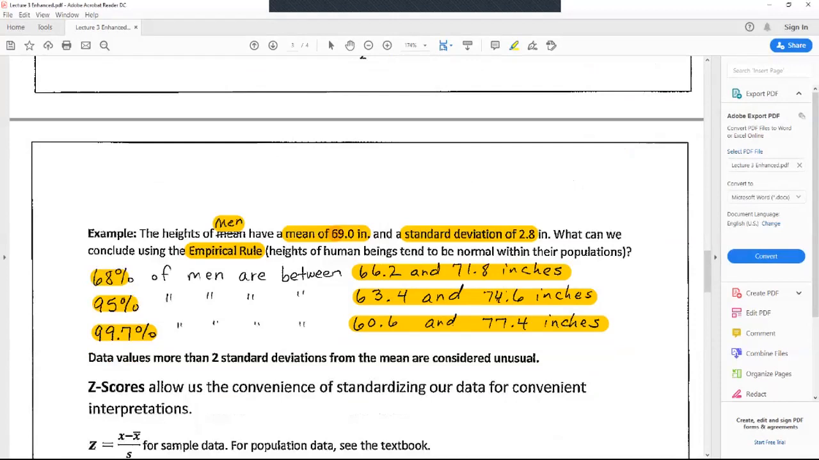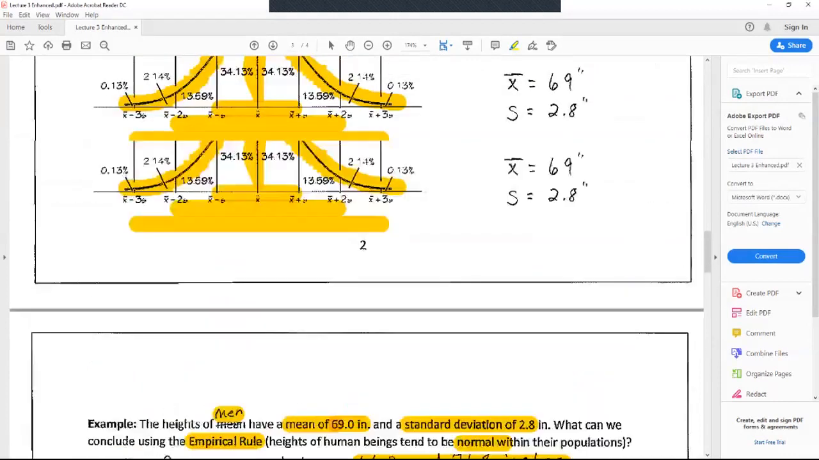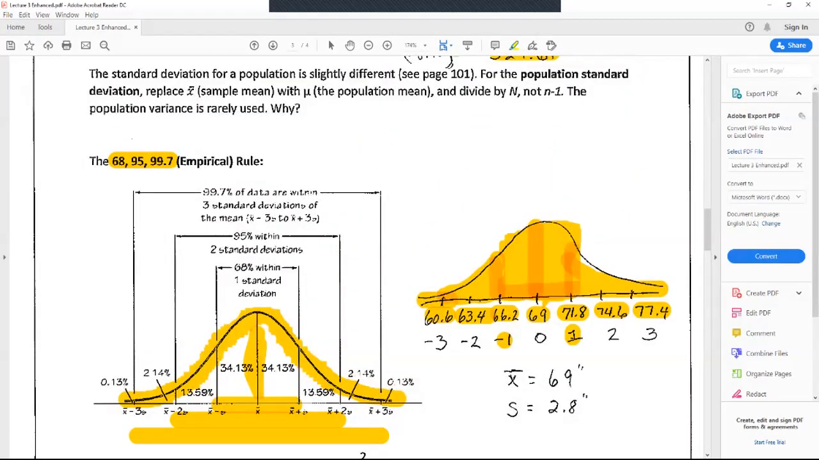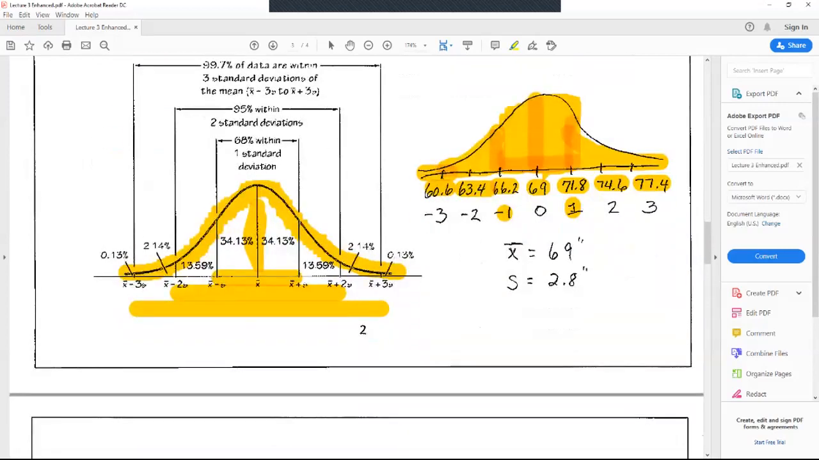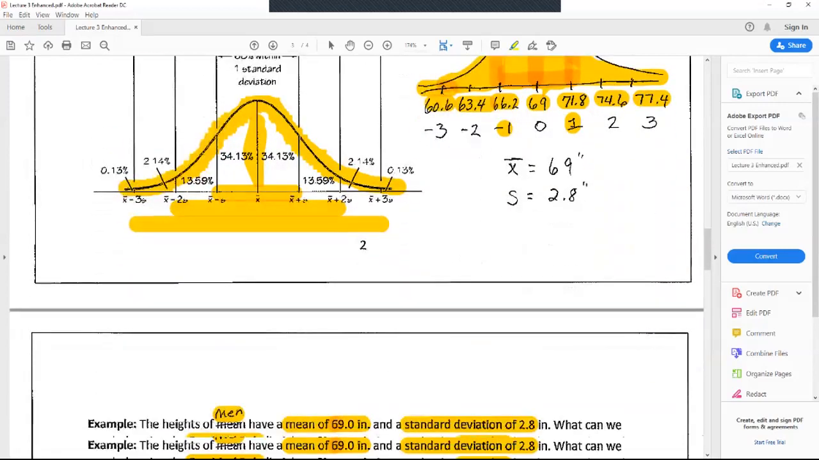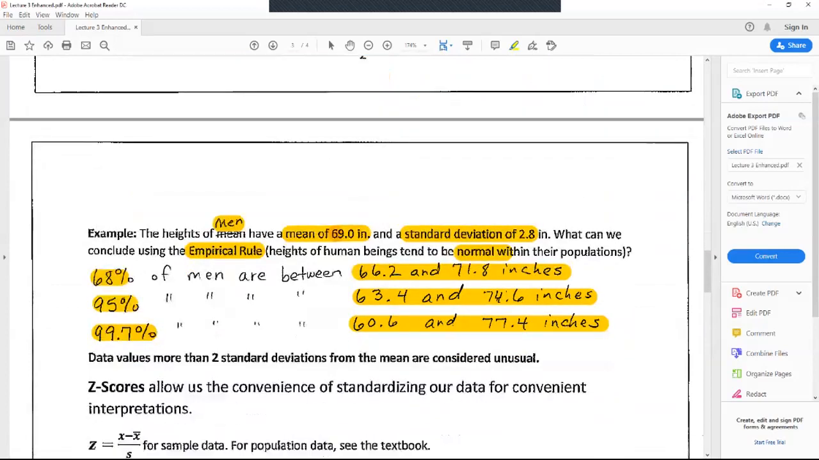So if the heights are normally distributed, then we can use the 68, 95, 99.7 rule to figure out the percentage of the population that fits within a certain height range.